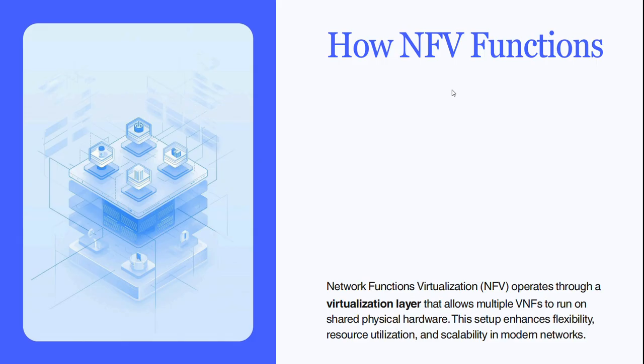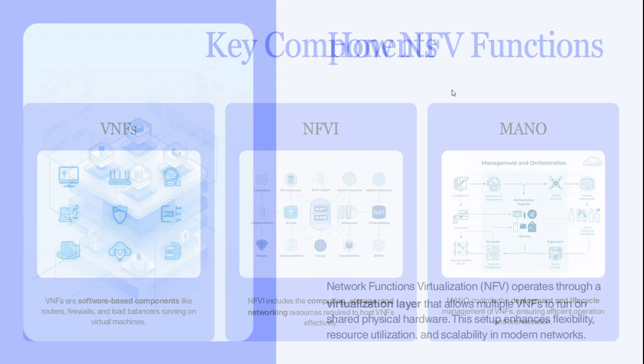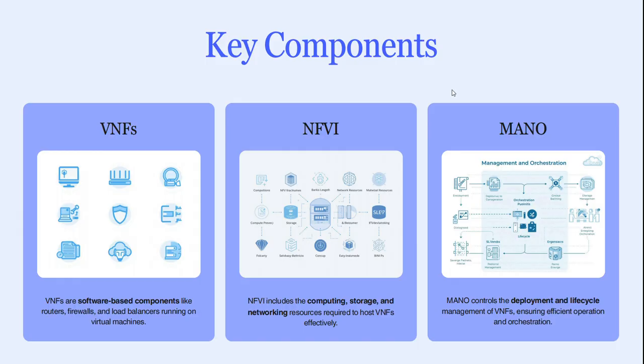The VNF is a software version of the network service. Under the VNFs, we have the virtualization layer, which is usually hypervisors like VMware or KVM. At the bottom is the physical hardware. We also have the NFV infrastructure, or NFVI, which includes compute, storage, and networking resources. Finally, we have management and orchestration, which is responsible for controlling the lifecycle of all VNFs, including deploying, monitoring, and scaling them.